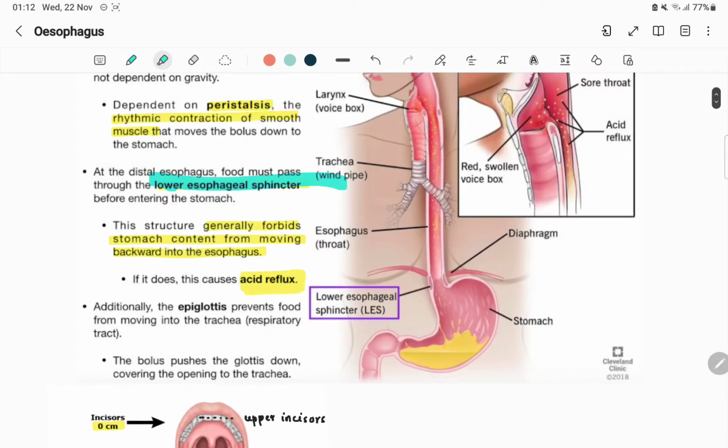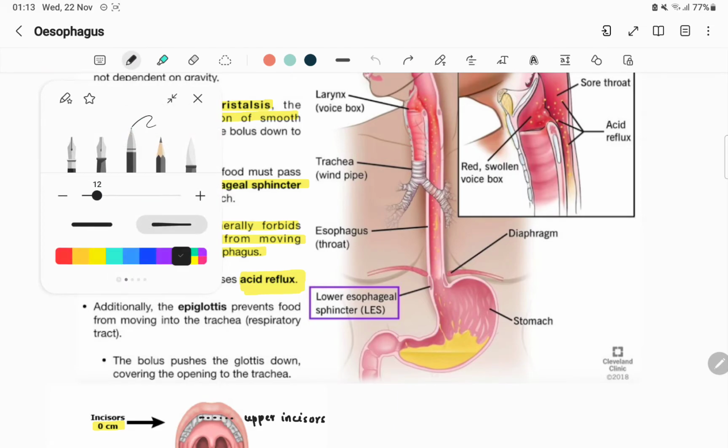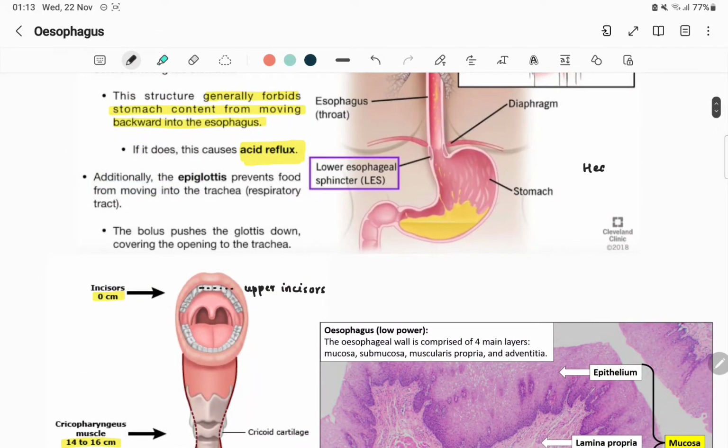And then we have the lower esophageal sphincter present here, LES. If this is not working well, if there is any disorder or mutation or whatever it is, if there is any problem in the lower esophageal sphincter, there will be backflow of food, and this is called heartburn. You have heard people saying that they are having heartburn. You have heard this term, heartburn.